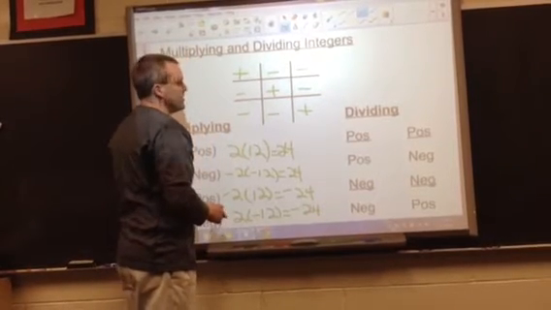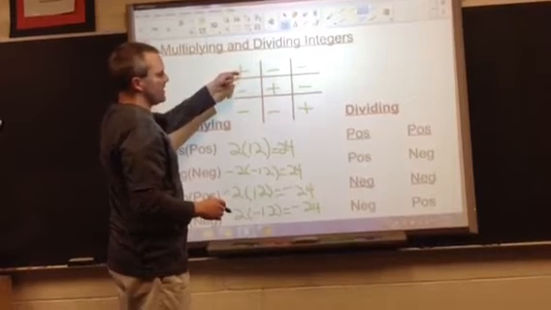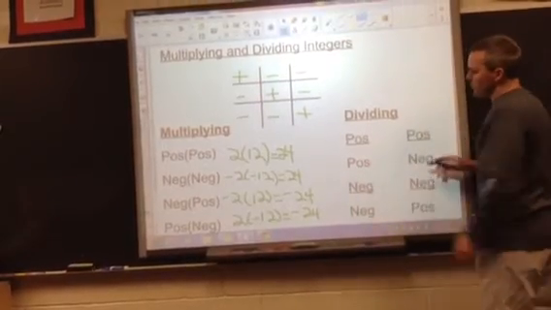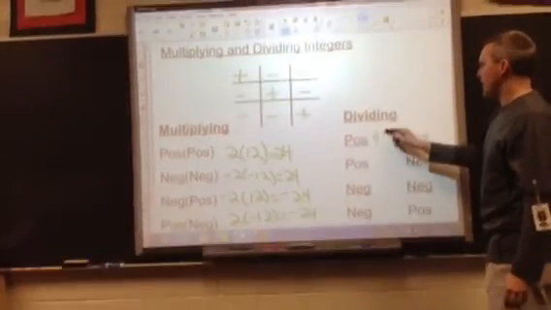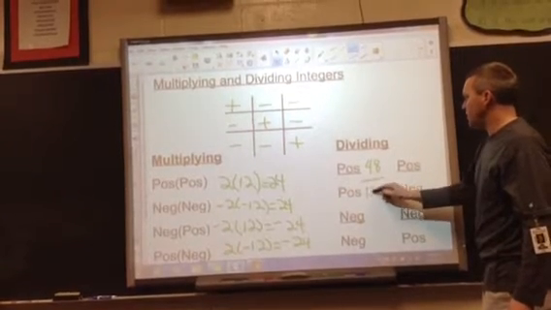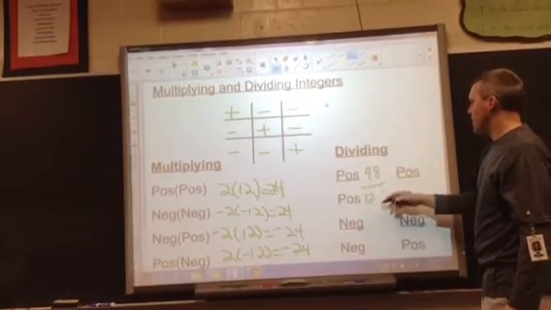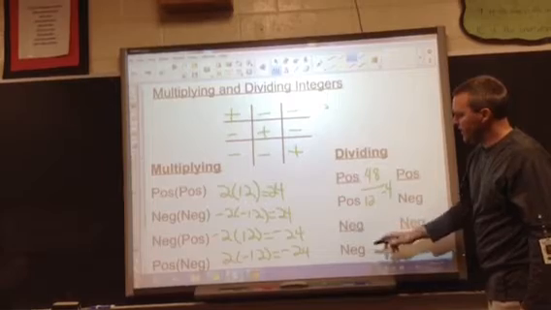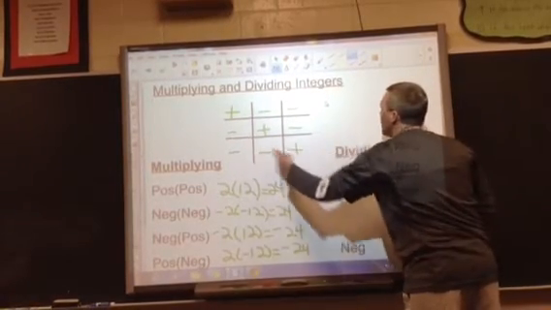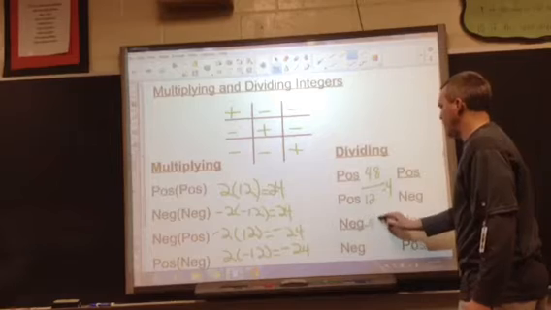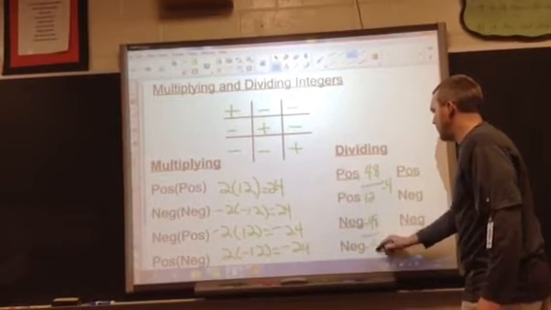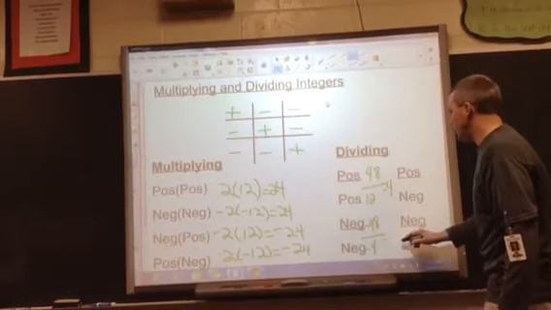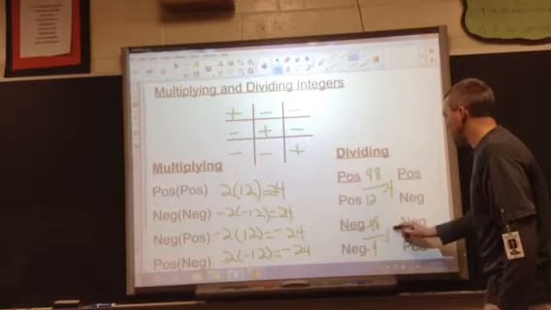In the case of division, we can still refer to the tic-tac-toe board. Starting with two positive numbers, 48 divided by 12, a positive divided by a positive, the answer is a positive. The negative divided by a negative is represented by the bottom line of the tic-tac-toe board. A negative 48 divided by a negative 4. Negative divided by negative is a positive. Negative 48 divided by negative 4 is a positive 12.